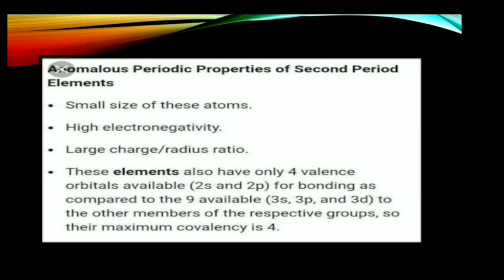Why do they show similar properties? What are those similar properties of the elements? Lithium and magnesium, beryllium and aluminium, boron and silicon all have small atomic size and high electronegativities. Then the charge to radius ratio, that is the charge by size ratio, means the polarizing power is large.